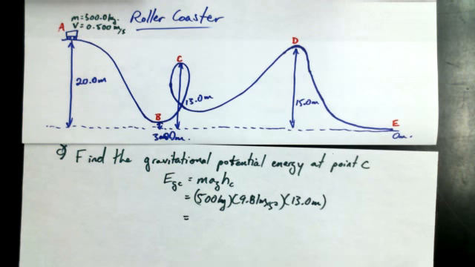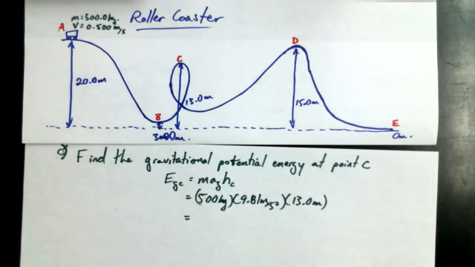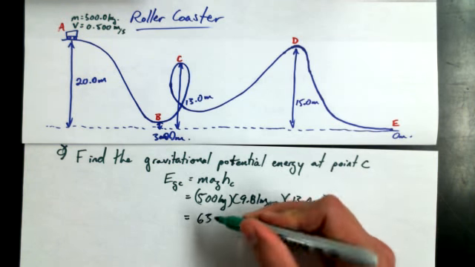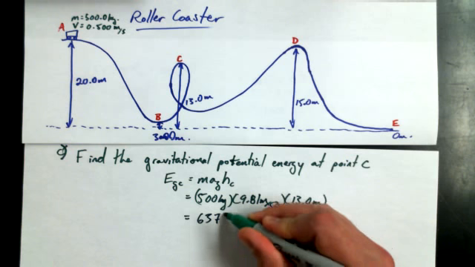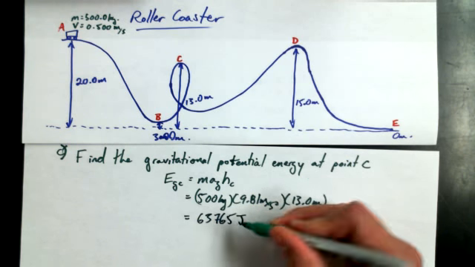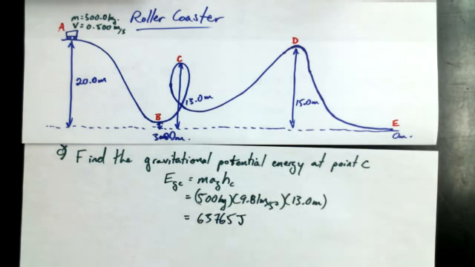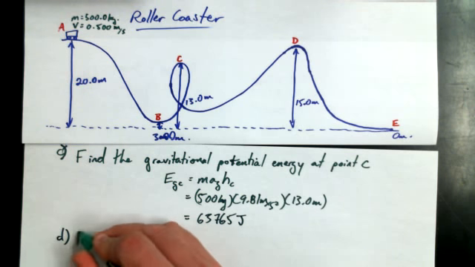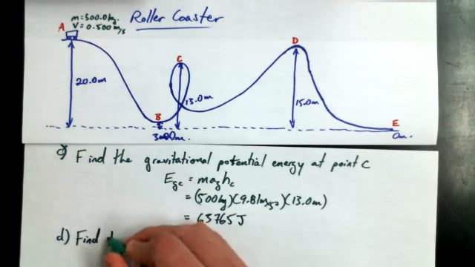All right, so 500 times 9.81 times 13. What do you get, Angus? 63,765. 63,765 joules of energy. That's just wrapped up in gravitational potential energy. So a part D might be: find the kinetic energy.